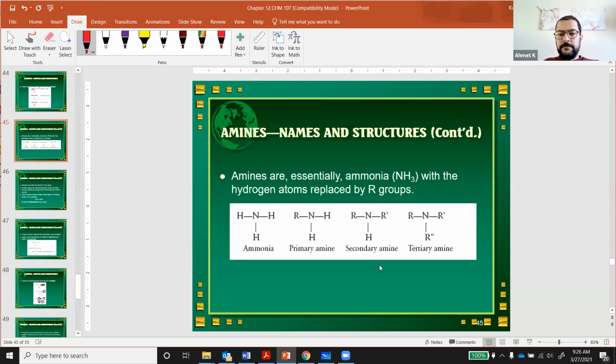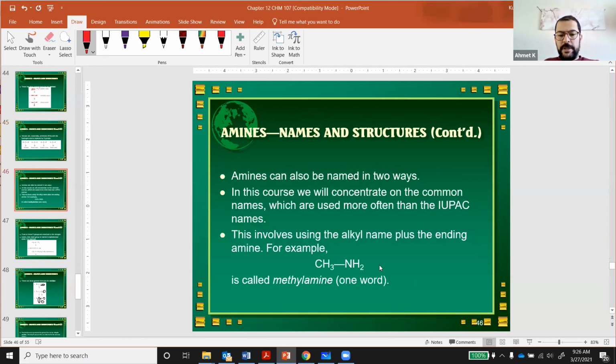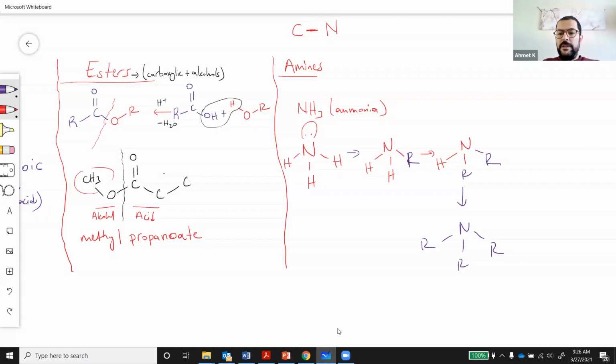And again, starting from ammonia to primary amines. The naming is very simple. How are we going to name it? We're going to name the alkyl group, and then we're just going to put amine. So if I give you an example, like CH3NH2, what's the alkyl group here? This one. The name of the alkyl group is methyl. And I'm just going to add my functional group, amine. Simple, right? Not so complicated.